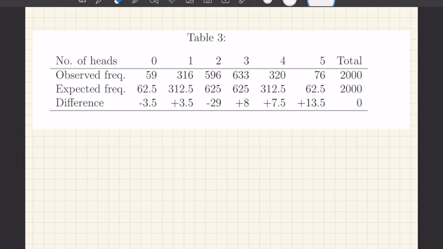In this particular case, we observed no heads 59 times out of 2,000 experiments, and one head 316 times out of 2,000 experiments, and so on. That's just experiments. But how do we calculate this expected frequency? These are theoretical values.